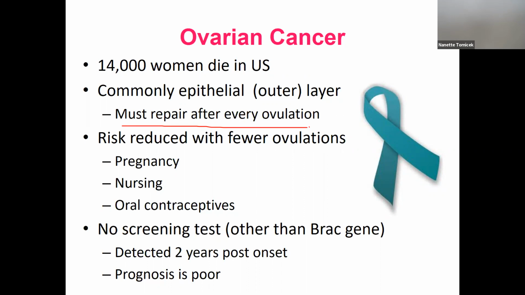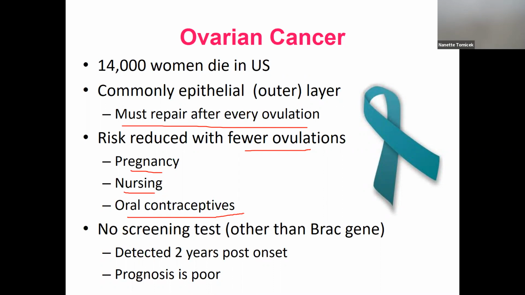Okay, the way to reduce risk is one, ovulate less. So if you get pregnant, you're not ovulating for 9 months. If you're nursing, you're obviously also not ovulating during the beginning part of that nursing. Or you could take oral contraceptives, these hormonal birth control pills, which will prevent you from ovulating.